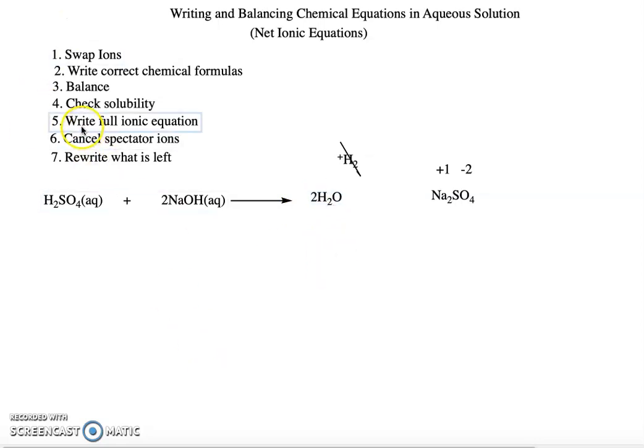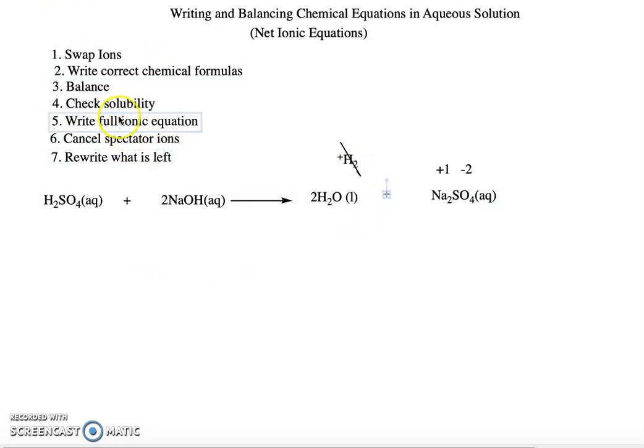Next, we check our solubility. Well, for H2O, we don't think about solubility. We think about the fact that H2O is a liquid. So we're going to label that as liquid. And I check my solubility rules for Na2SO4, and it is soluble. That means it is going to be aqueous. So I put in my plus sign, and that is my balanced equation.